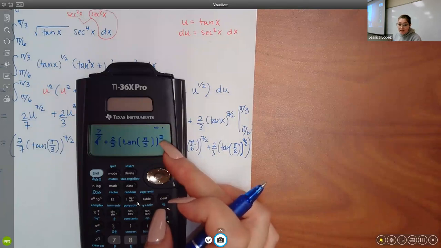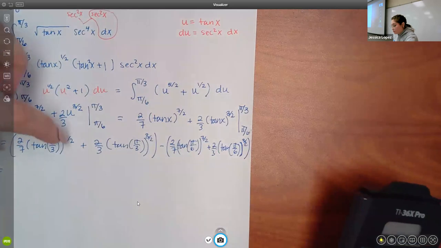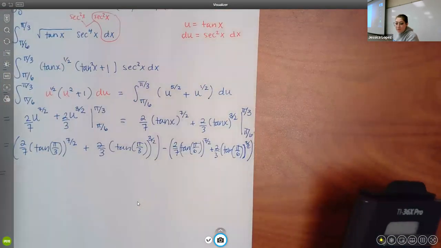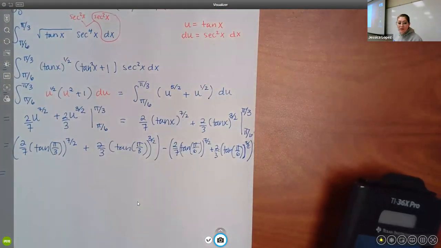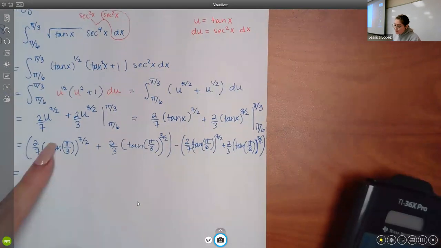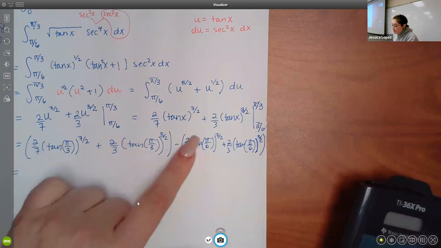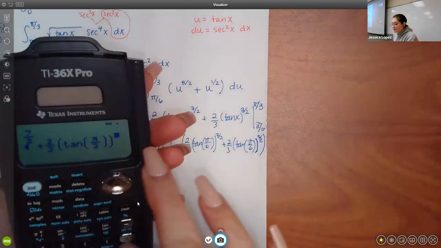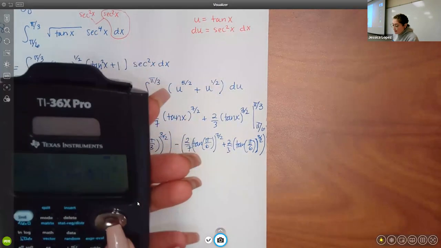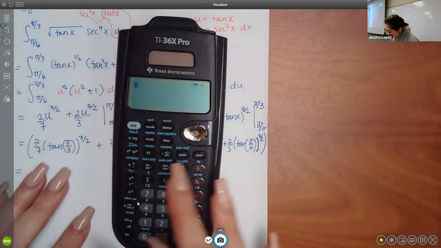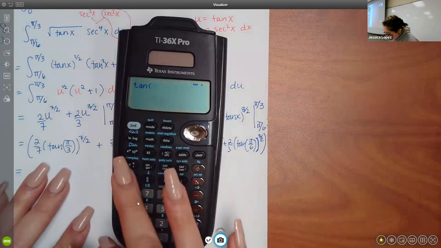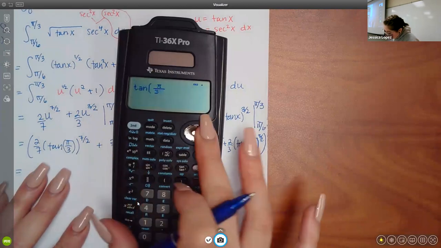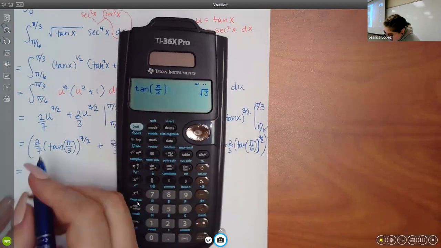So unfortunately, I think I'm going to have to evaluate each term individually, and then we'll be able to put it all together. Or the alternative is to actually figure out what tangent of pi thirds is. And then once you have these smaller numbers, you'll have more input spots to type this in your calculator. I think I might do that actually. So let's see, tangent of pi over 3 is square root of 3.